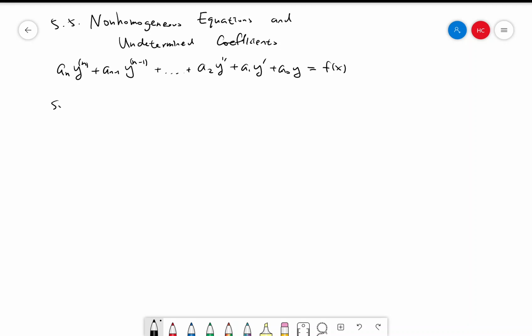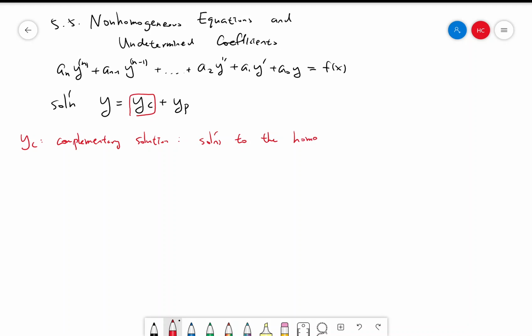So a solution of this non-homogeneous equation is of the form y equals yc plus yp. So yc is what's called the complementary solution, which is the solutions to the homogeneous part. So basically we solve the exact same differential equation with the right-hand side being 0. And this we know how to solve from section 5.3.